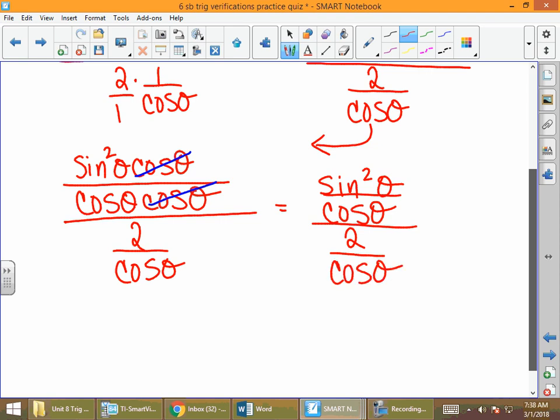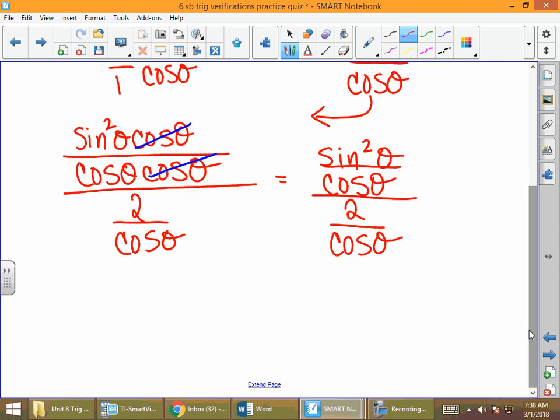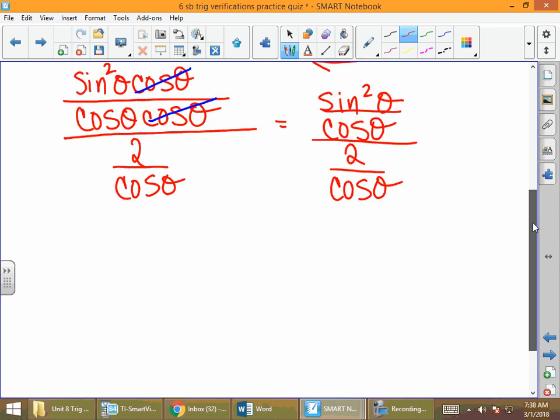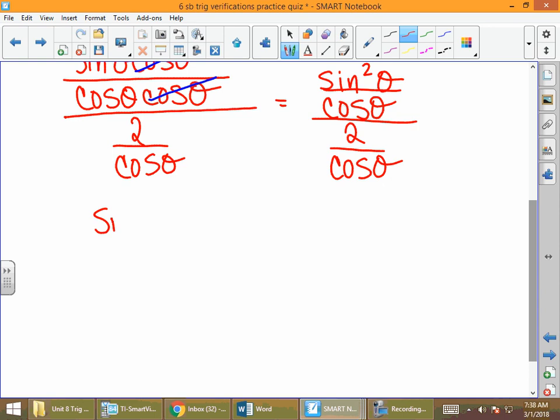But let's go old school here. If you watched any of the videos before, you hear me say old school. Let's rewrite it as sine squared theta divided by cosine of theta, and then we're dividing by 2 over cosine of theta.